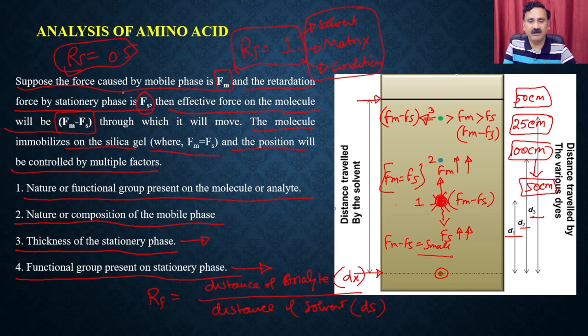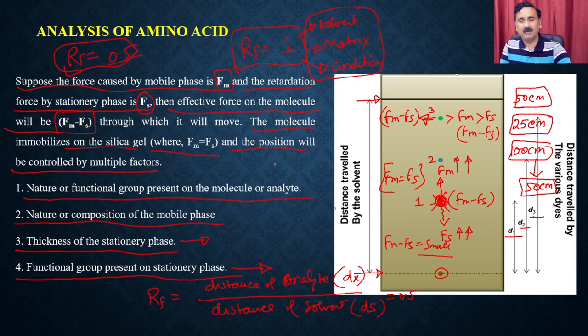So if RF is 0.5, it means the ratio of dx to ds is 0.5. That does not depend on how much length you run the TLC plate. It's always going to be at the 50% distance if the RF value is 0.5. So this RF value is constant, and the RF value can be used to characterize the different types of amino acids. Now the question comes, how can you determine the RF values?